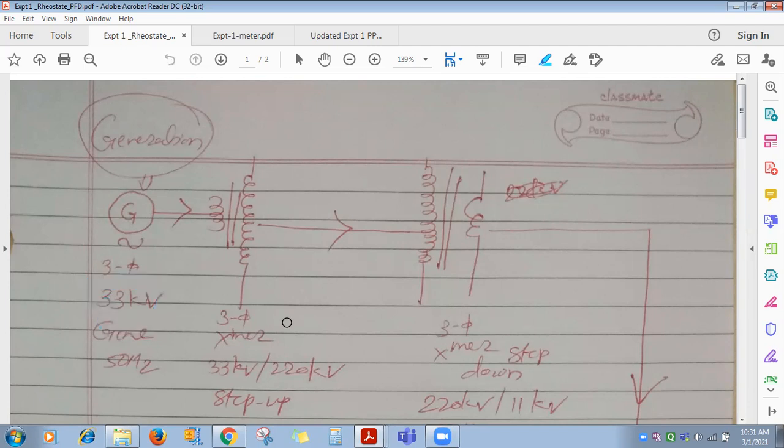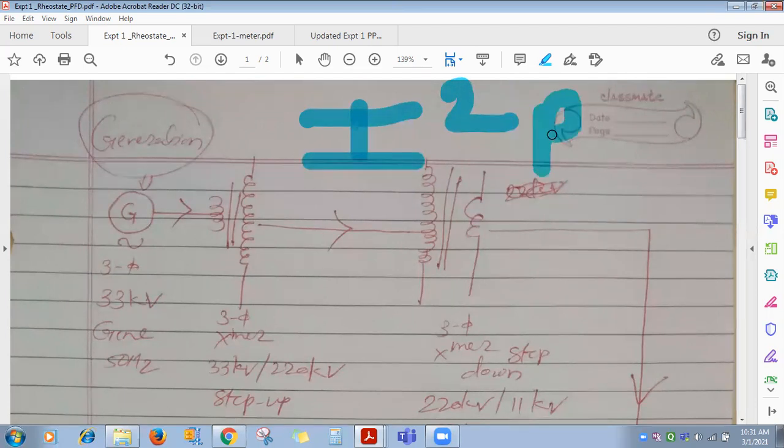Okay, now generating stations are far away from load centers. So you have to transmit this electricity over a large distance. Whenever you are transmitting electricity over a large distance, the transmission loss is I square R loss, current flowing through the transmission line and resistance of the transmission line. So I square R losses you can minimize. How can you minimize it? Reduce current and then transmit the electricity. How can you reduce current? You step up the voltage.